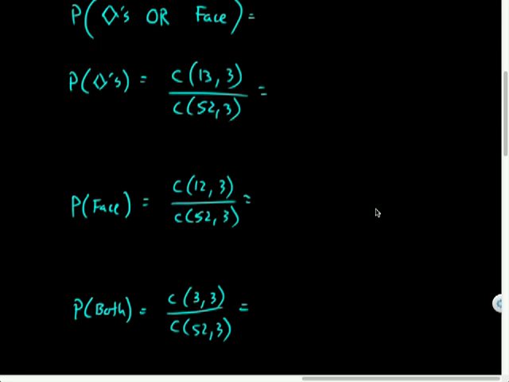Okay? So let's see. 13 combo 3 is 286. I guess I can figure out 52 combo 3 at the same time. Bam. 22100. Wow, 22100 shows up a lot in these. It's interesting. 12 combo 3 is 220 over 22100. And 3 combo 3. Does anyone know that off the top of their head? It's 1. There's one way to pick 3 people out of 3 to form a group of 3, right?